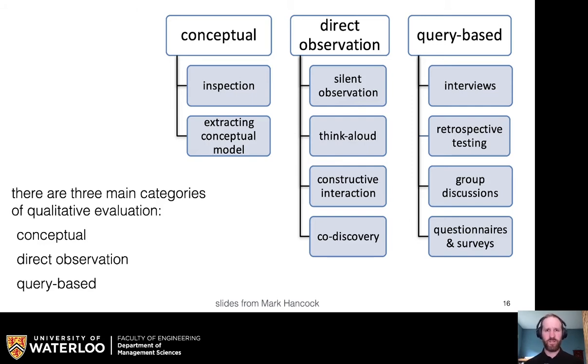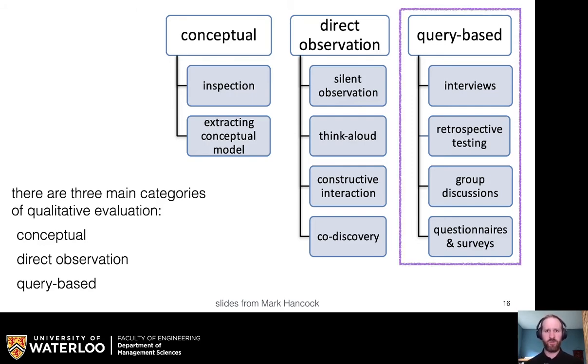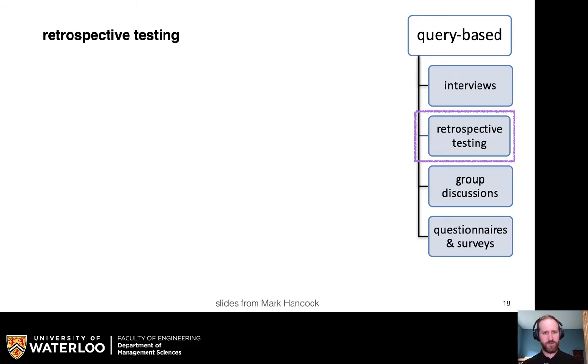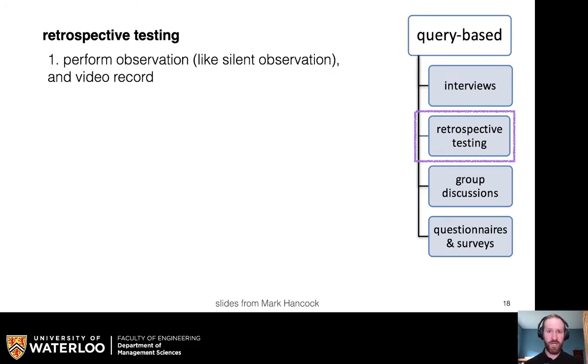So that's direct observation. Query-based methods are where you actively engage the participants in conversation or asking queries from them. You might know interviews. In fact, we covered this at length in a previous lesson, so we're going to move on. Retrospective testing is where you perform observation, like silent observation, and you video record it.